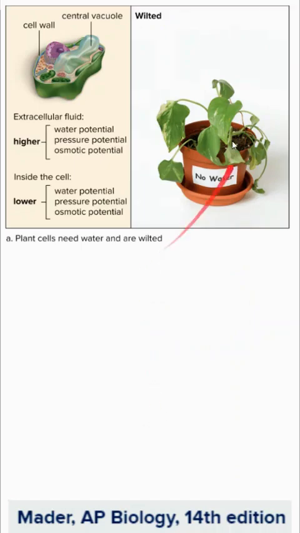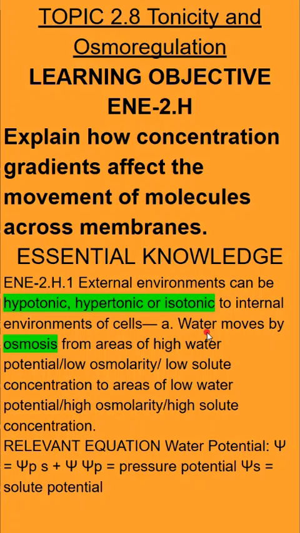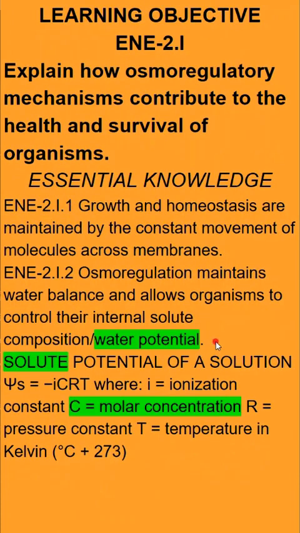When it comes down to plants, that's the reason why they wilt, because they have lost water. When you add water to the environment, we end up having it be turgid and they look fresh. So again, hypo, hyper, isotonic has to do with the external environment, and that will lead to osmosis, and water potential is determined by solute concentration and will determine the direction of water movement.